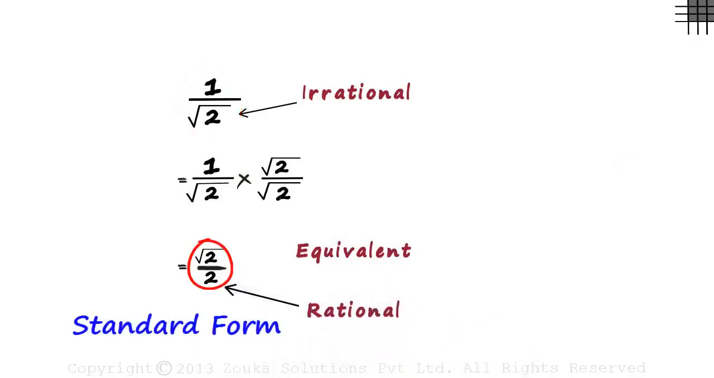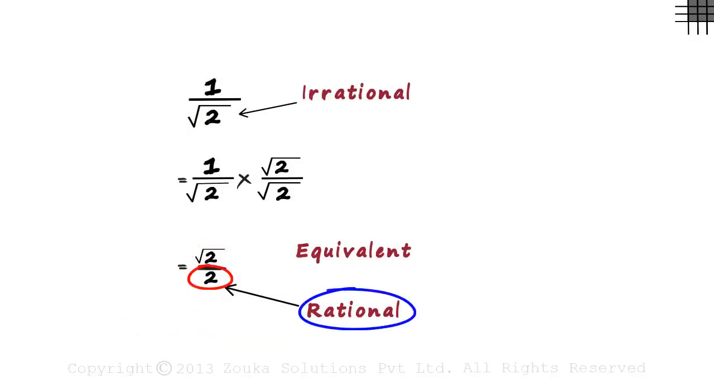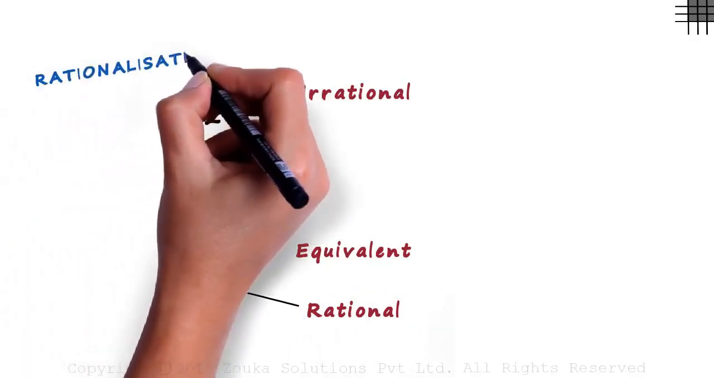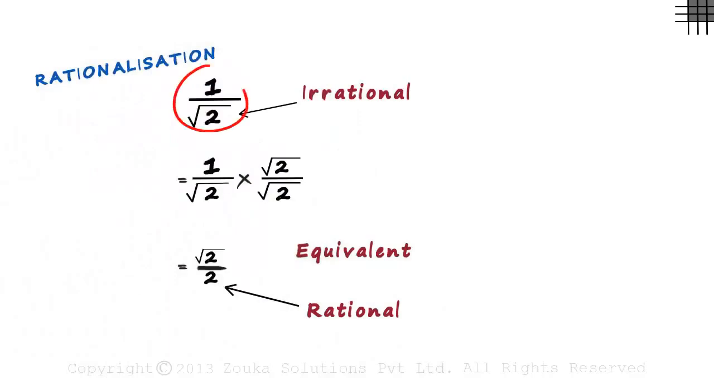This is the standard form. Doesn't matter what the numerator is, the denominator has to be rational. This process of making the denominator rational is called rationalization. So why do we need this? Why can't we just leave it as 1 by root 2?